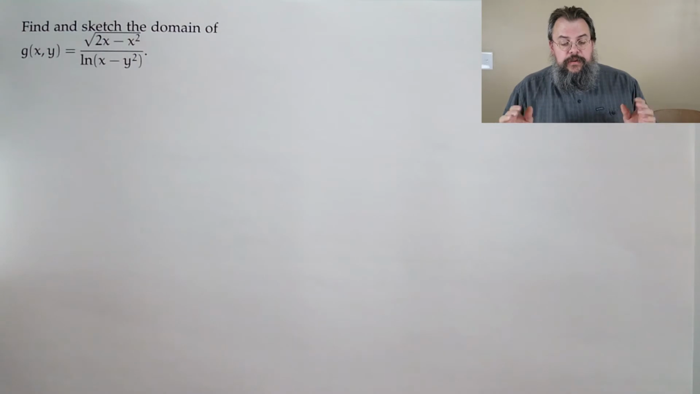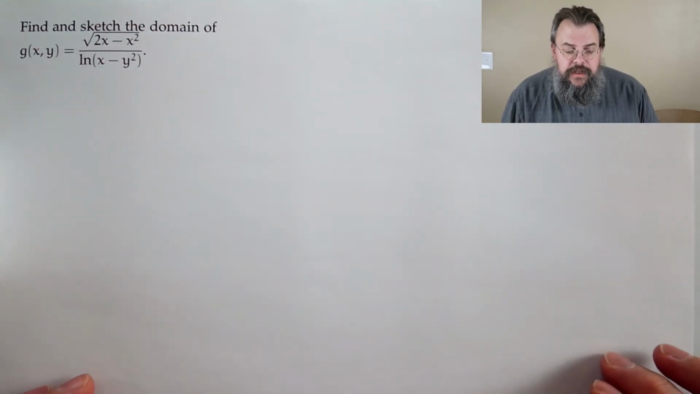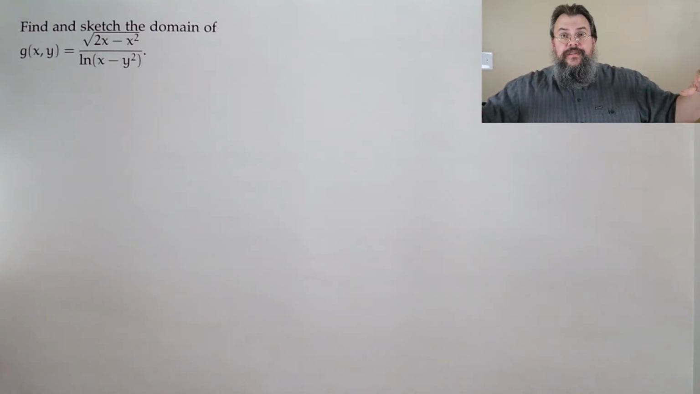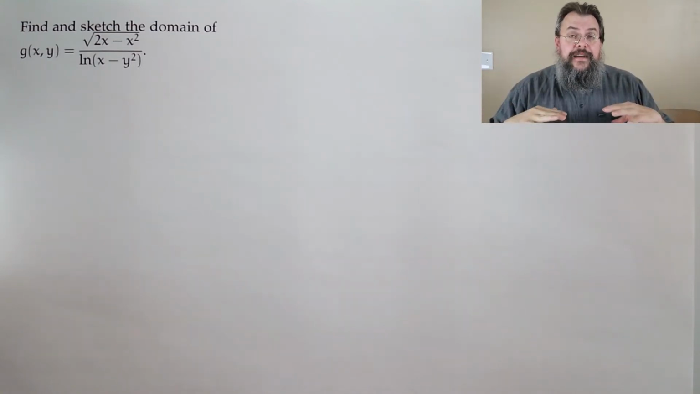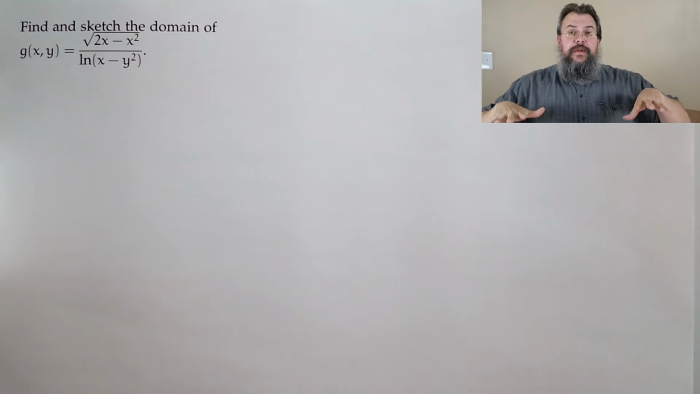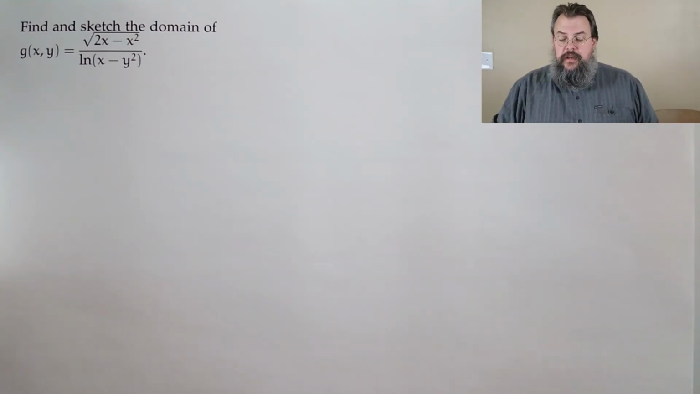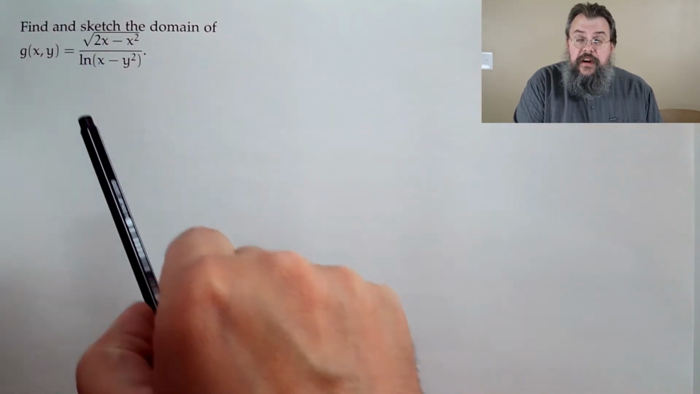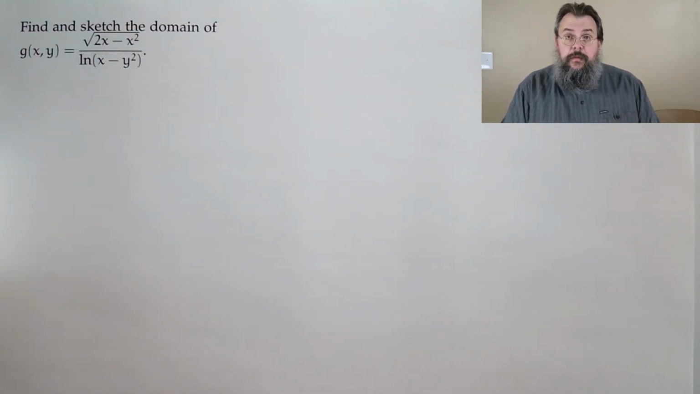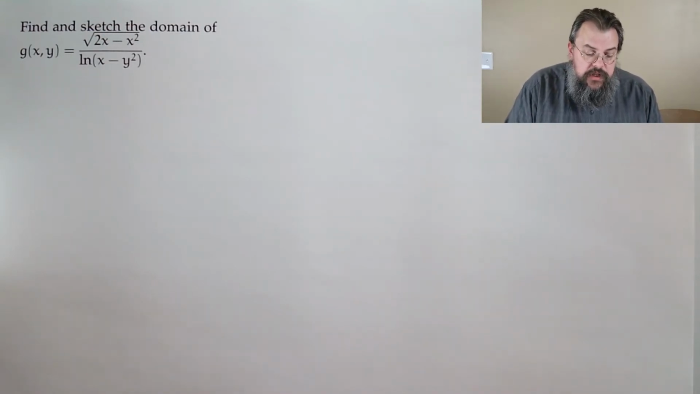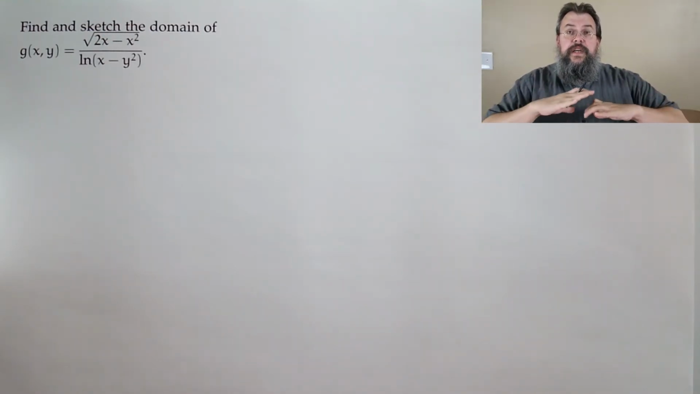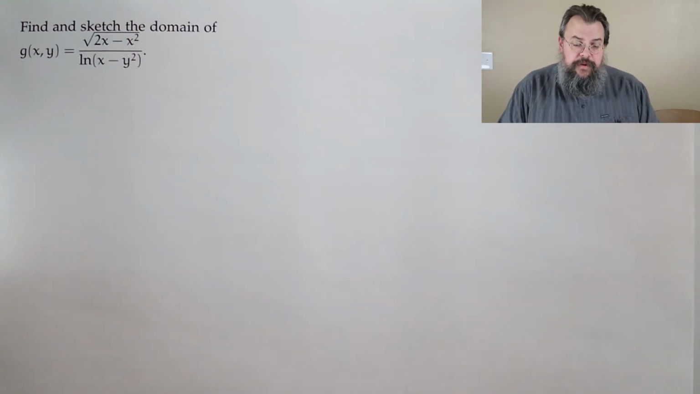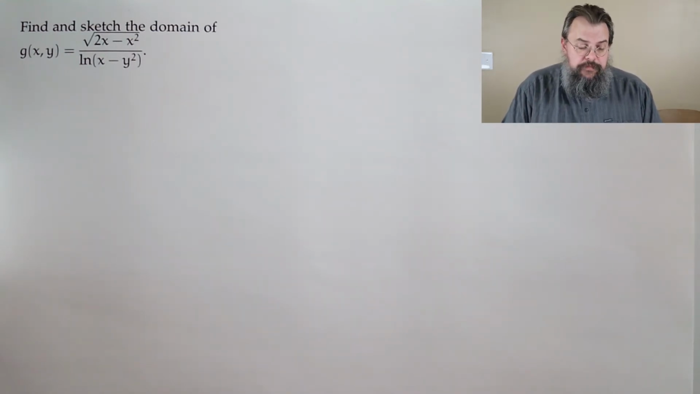Find and sketch the domain of the following function. So we're not sketching the function. That would be a surface up in 3 dimensions. We're sketching the domain, which means we're looking for something in our inputs. So for us, we look at it and say, hey, it's a function of 2 variables, and the variables are called x and y. So our answer is going to be some region in the xy plane. So that's what we're after. What's the appropriate region in the xy plane?